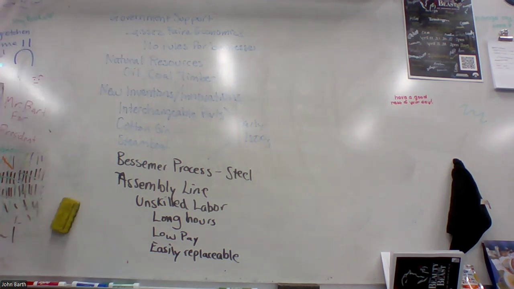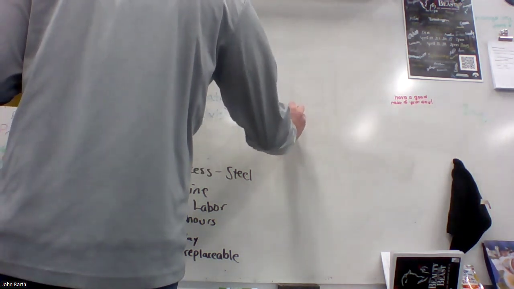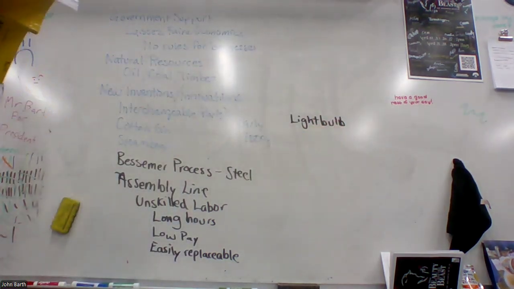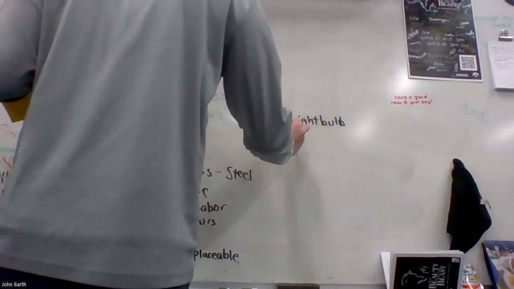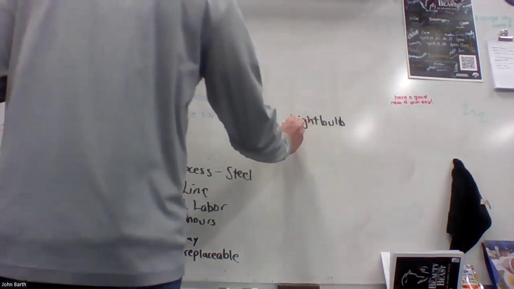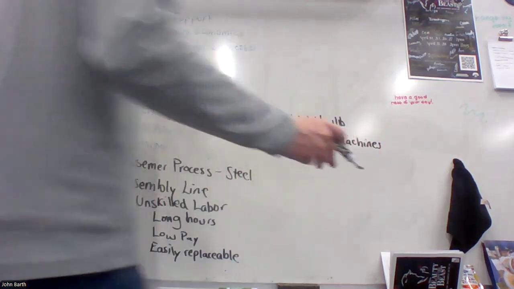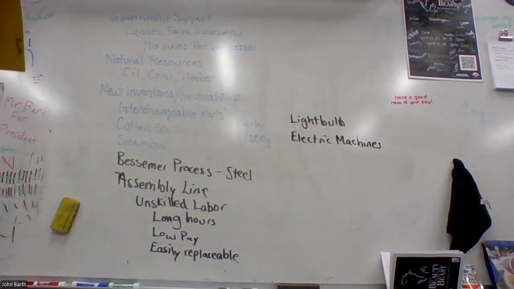Let's see, more innovations and inventions. We have the light bulb, right? So now you're able to work more efficiently at night. Factories now run 24/7. You have electric machines. Instead of burning wood or coal to run your machine, instead of burning kerosene to run your machine, now you can hook up your machine to the electric grid, and you have this dependable source of energy for your machine.